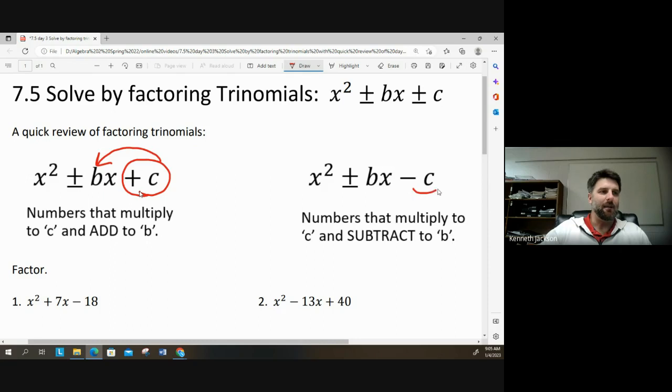If it ends in a minus c at the end of the trinomial, I'm looking for numbers that multiply to c and subtract to b. So the numbers game either has to add to the middle or subtract to the middle.